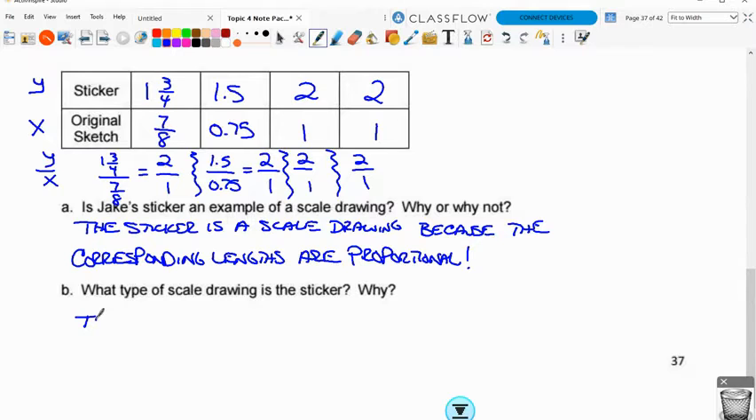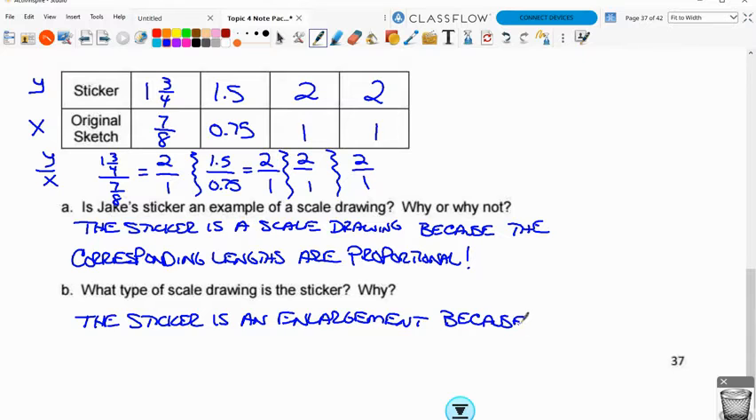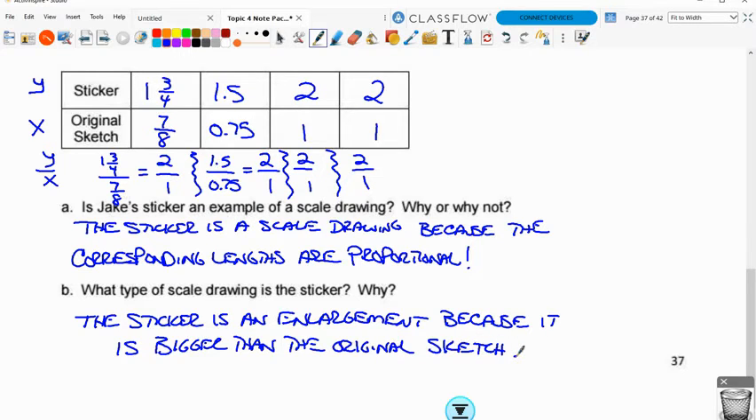The sticker is an enlargement because it is bigger than the original sketch. Okay, if your scale drawing is bigger than the original, we call that an enlargement. If it was smaller than the original, we would call it a reduction.